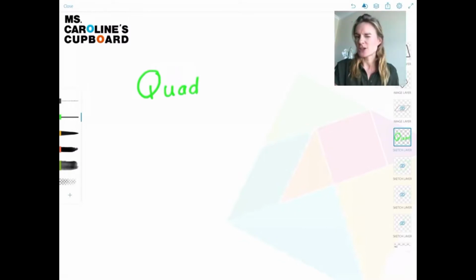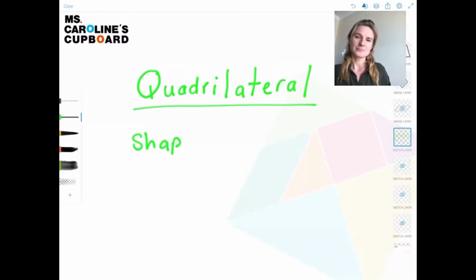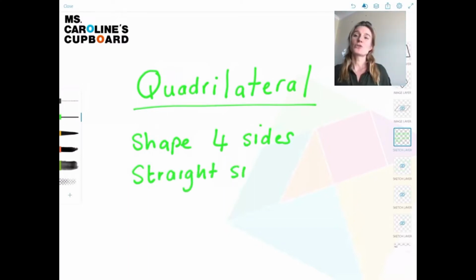Quad, there's a clue in that. Lateral. Practice spelling this word. Quadrilateral. What does it mean? A quadrilateral is a shape with 4 sides. Quad is 4, like a quad bike. 4 sides, 4 straight sides.